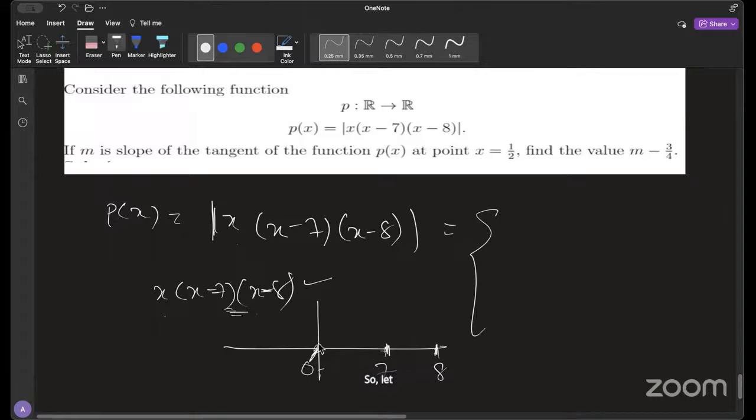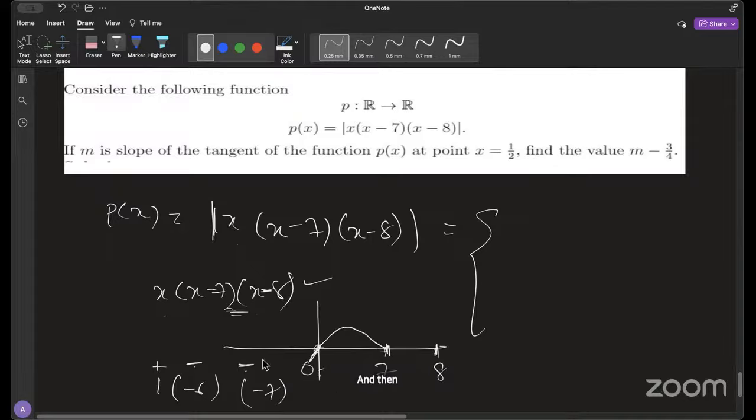So let's just put 1. If you put 1 in this function, you will get 1, which is positive. Only the sign matters; the number actually doesn't matter. Here you will get minus 6, so it's negative. And here you will get minus 7, that's also negative. So negative, negative, and positive. So the entire thing is going to be positive, right? So here your function is positive.